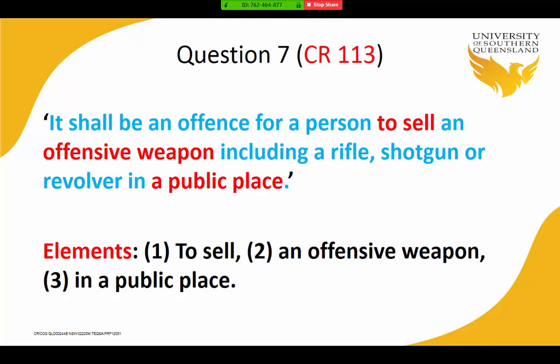So, let's superimpose our facts. Let's look at the first one. It says, there's person A, who sold his flick knife to B while they were looking at magazines in a news agency. Who can analyze that for us? A, what did he do? Sold his flick knife to B while they were looking at magazines in a news agency. What's the first element? Well, yeah, he did sell the flick knife. So, is there an issue on the first element? No.